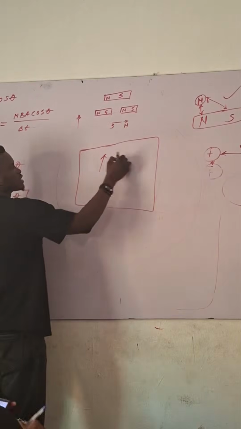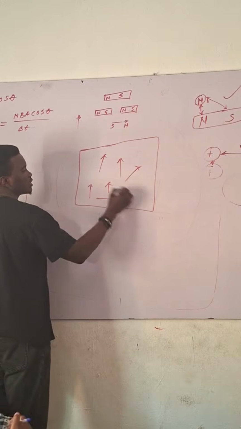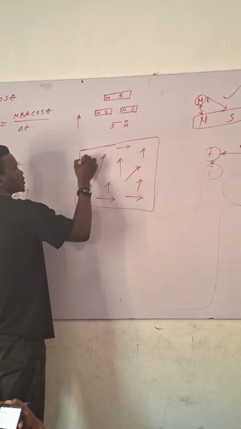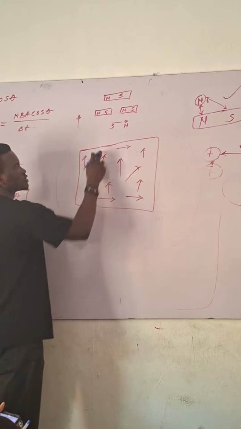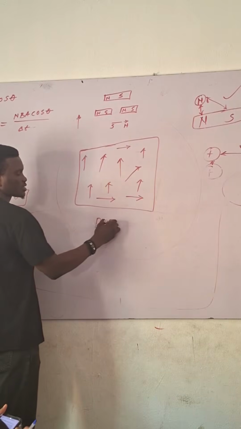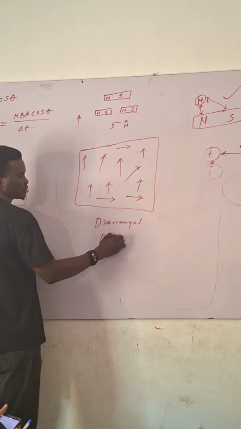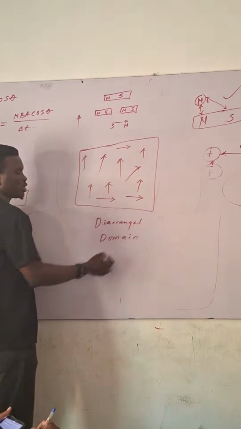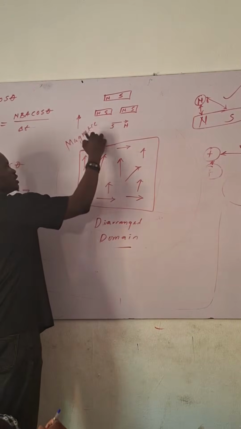So a magnet can first look like this: perpendicular, scattered. When they are scattered like this, you know, this is like north, south, north, south, north, south. At the end of the day, the way they are scattered, disarranges the magnet. So the collection of all these smaller magnets, we call it magnetic domain.